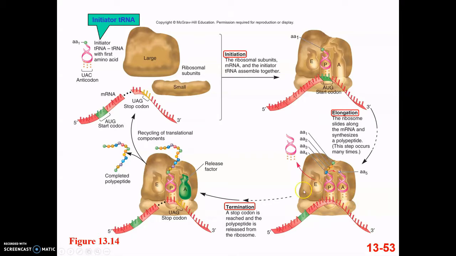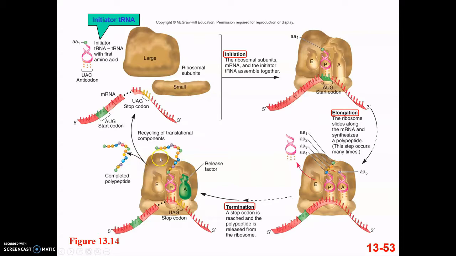At some point, we will reach a stop codon. At that point, a transfer RNA is not available to bind in that site, so instead, a release factor will bind into that site. That will cause the growing polypeptide chain to be cleaved from the transfer RNA in the P site, and then the whole complex will fall apart, and we will have a completed polypeptide.